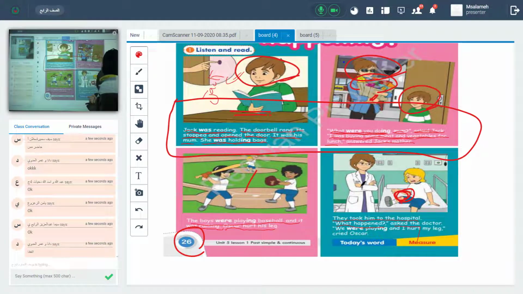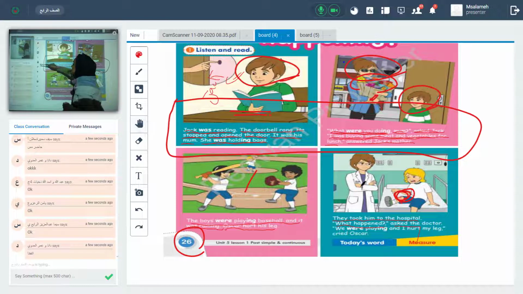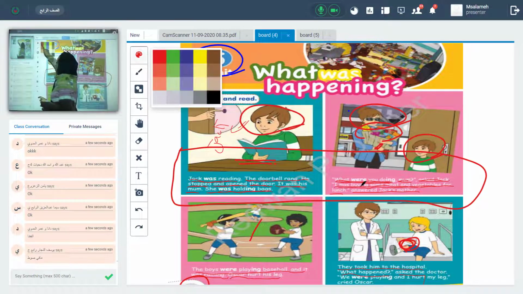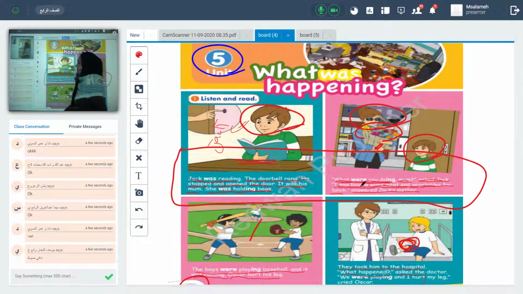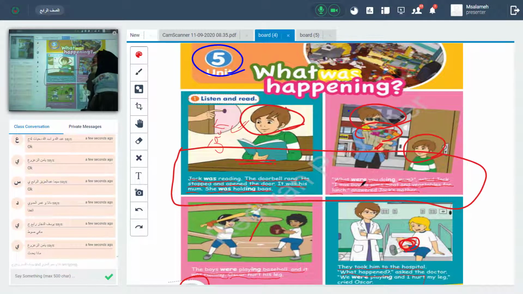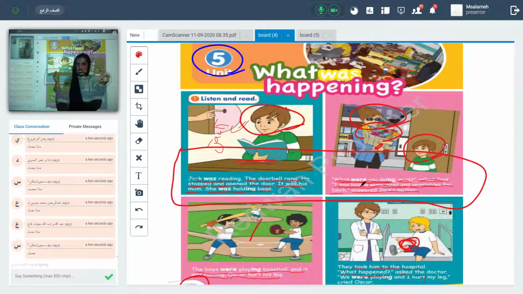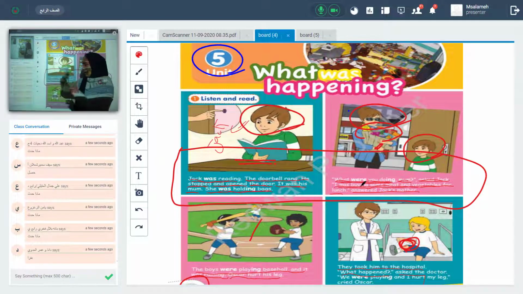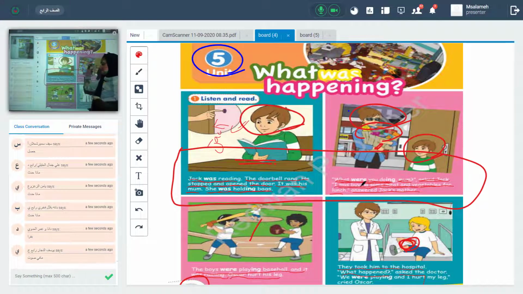Okay, let's go analyze this paragraph. What was happening? What's the meaning of what was happening? Do you know what was happening? What was happening? ماذا يحدث؟ Excellent. ماذا حدث؟ برافو عليكم. So Jack was reading. Jack قاعد عم يقرأ. So when Jack was reading, لما Jack كان قاعد يقرأ his mom, شو معناها إمه, doorbell, جرس الباب, rang, صار يرن. He stopped, وقف عن القراءة and opened, فتح الباب.